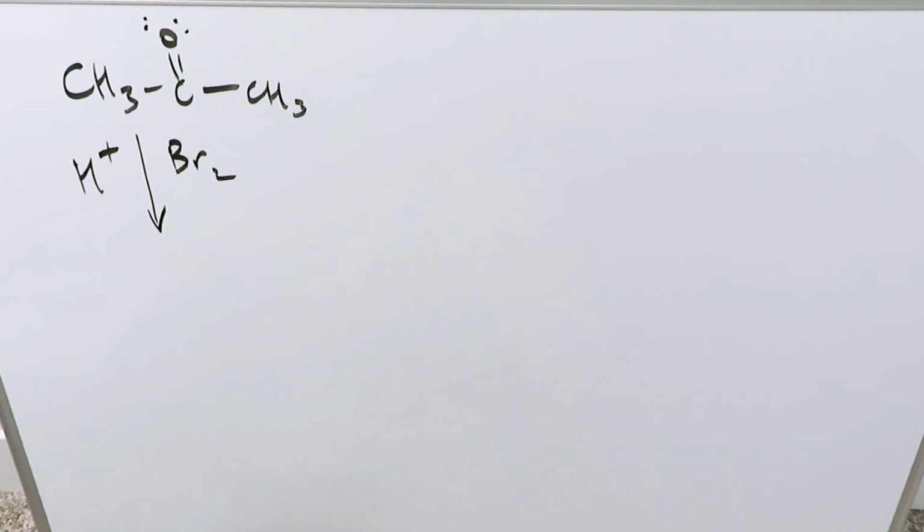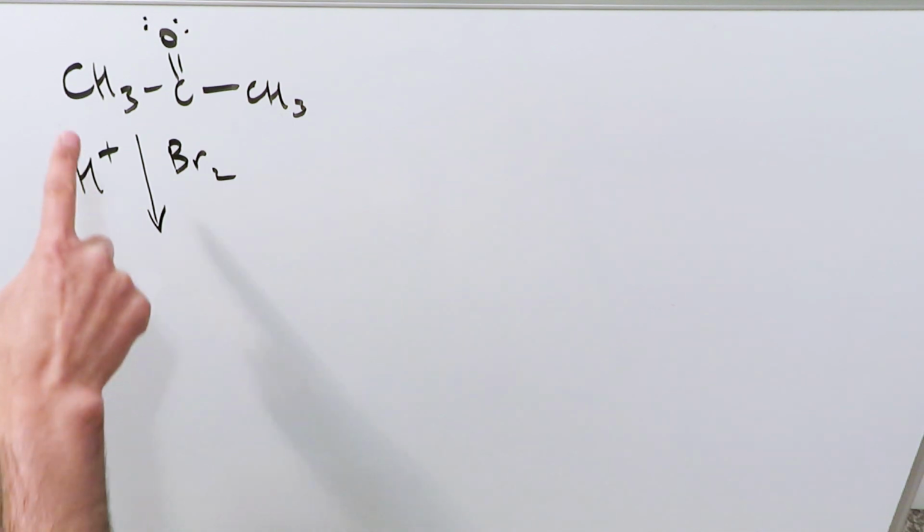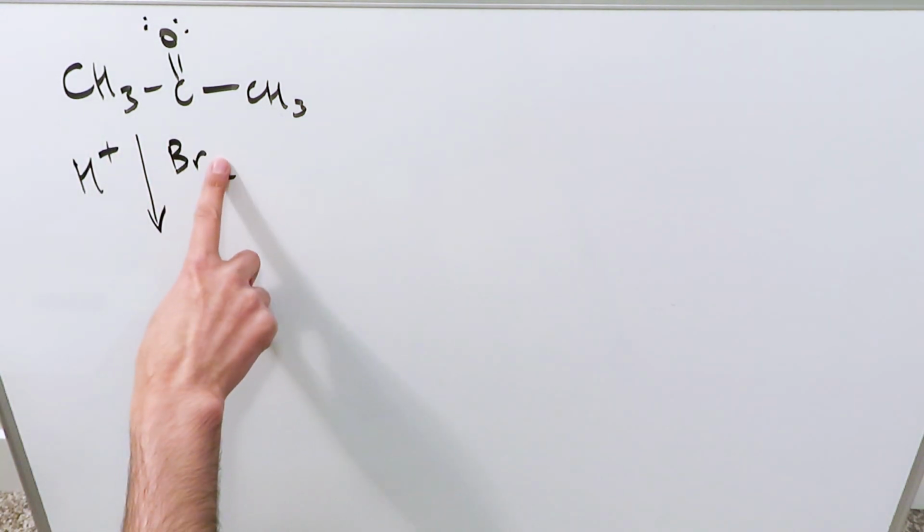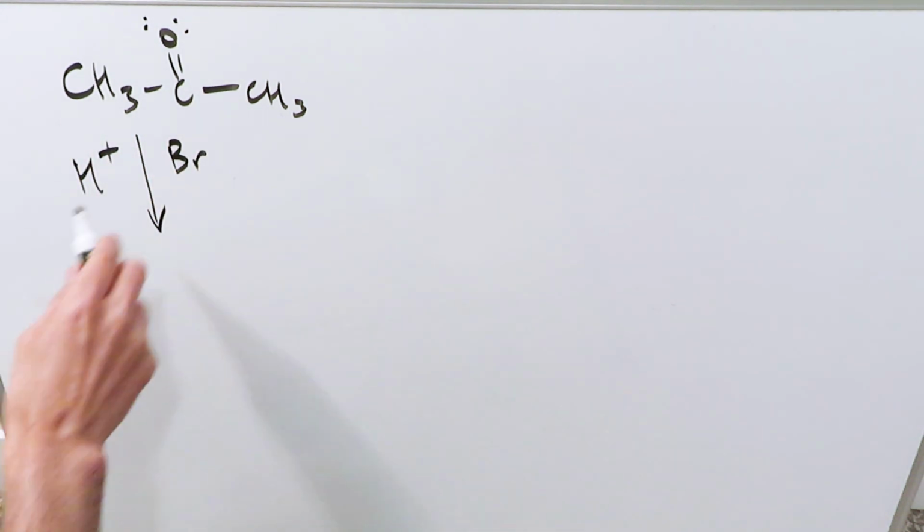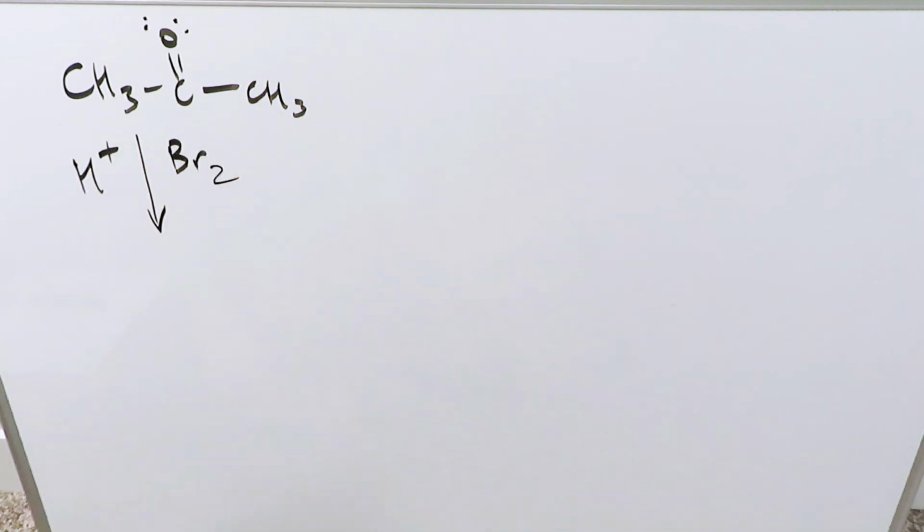Can this reaction occur and why does it occur? What is the end result? Let's look at it. Again, we're looking here at a ketone with bromine, diatomic bromine, Br2, in an acid environment. We have here dimethyl ketone, or acetone.